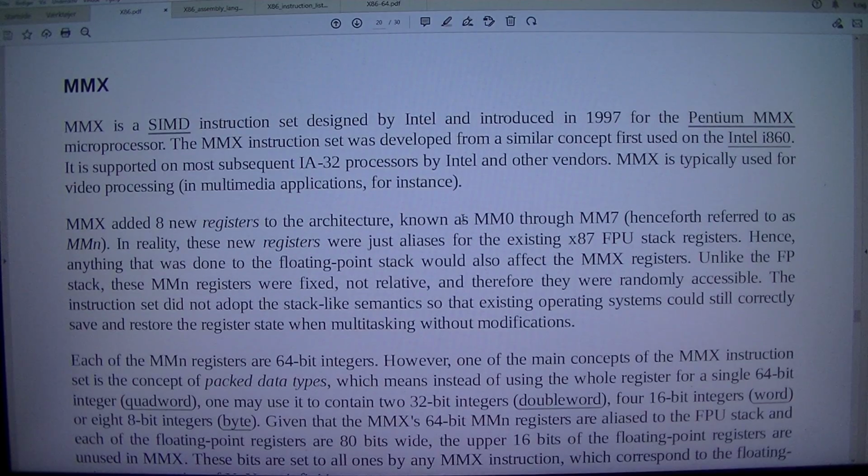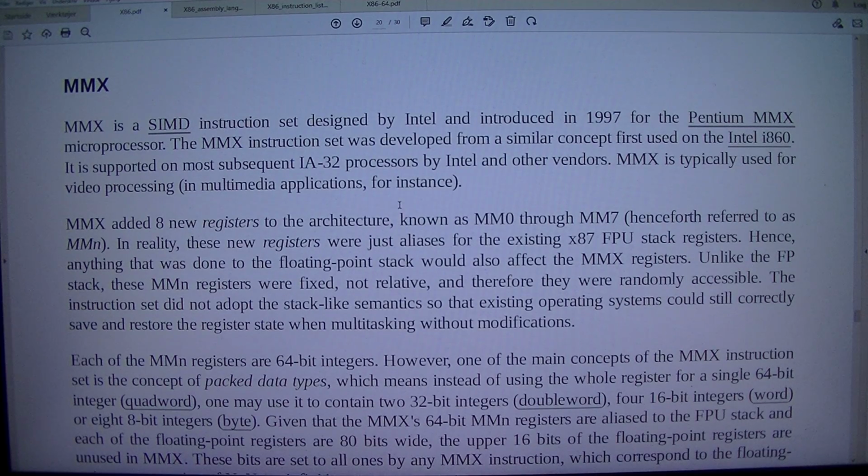MMX. MMX is a SIMD instruction set designed by Intel and introduced in 1997 for the Pentium MMX microprocessor. The MMX instruction set was developed from a similar concept first used on the Intel i860. It is supported on most subsequent IA-32 processors by Intel and other vendors. MMX is typically used for video processing, in multimedia applications.